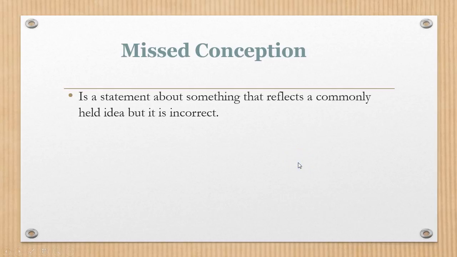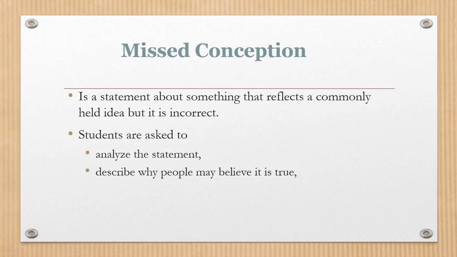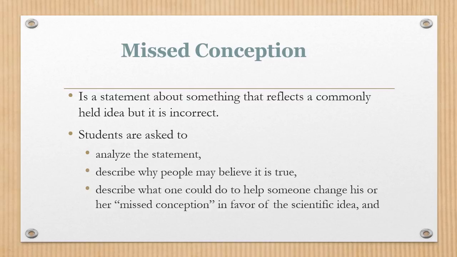A misconception is a statement about something that reflects a commonly held idea, but it is incorrect. You could use this from any of those uncovering books that we've talked about already. Students are asked to analyze the statement, describe why people believe it is true, and describe what one could do to help someone change his or her misconception in favor of a scientific idea, and finally, reflect on their own ideas in relation to the statement.